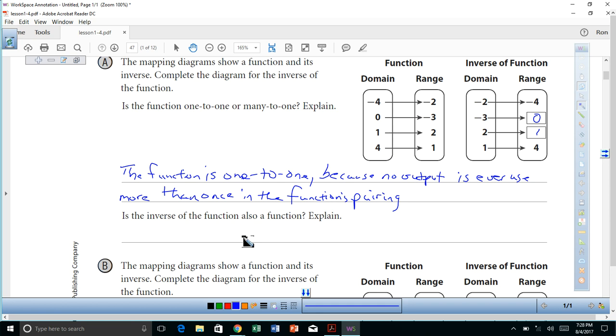Is the inverse of the function also a function? Yes, it is. Why? Because for each input, there is only one output.